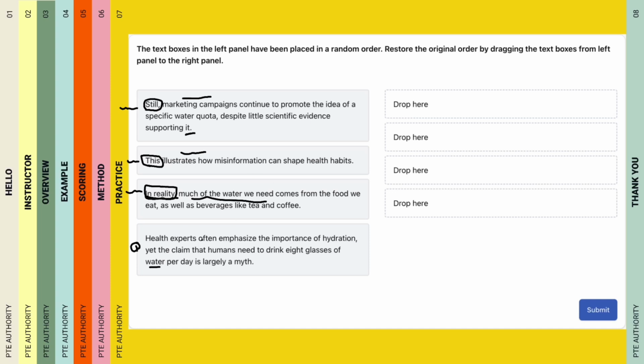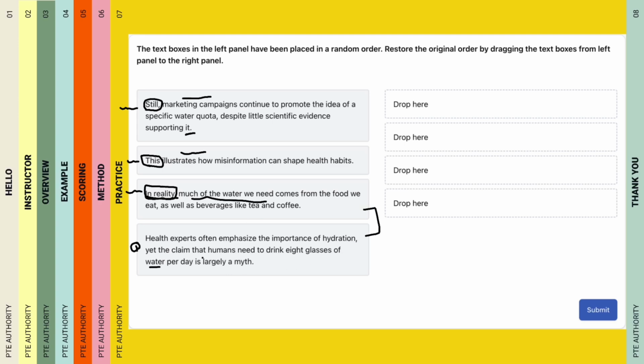Now let's look at these paragraphs and see, after identifying the first option, that's the first paragraph, if the contrast sentence fits in here. Health experts often emphasize the importance of hydration, yet the claim that humans need to drink 8 glasses of water per day is largely a myth. In reality, much of the water we need comes from the food we eat as well as beverages like tea and coffee. So these 2 sentences fit together, right?